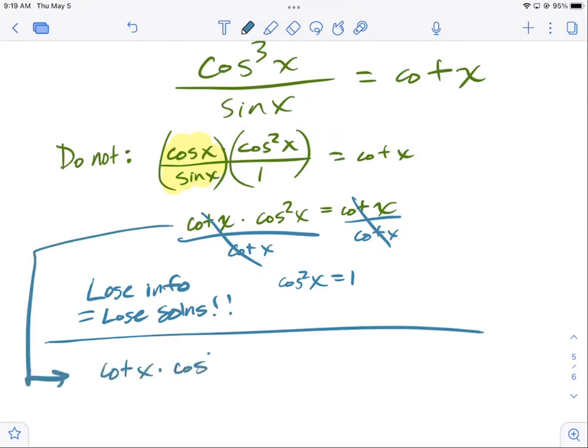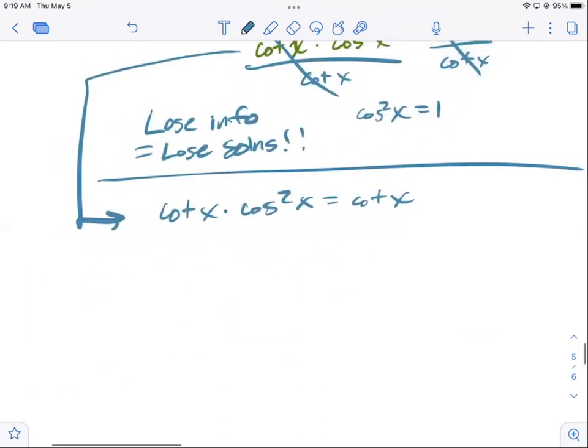Cotangent of x times cosine squared of x equaling cotangent of x. A better strategy would be not to divide out the cotangent, but remember what we did on the previous problem. When you have more than one variable term, get everything on one side by subtracting cotangent of x and setting it equal to 0. Better than good. And now, when anything is equal to 0 and we're trying to solve it, we should then next attempt to do what with it? Factor. Yeah. And the first rule of factoring is look for a common factor.